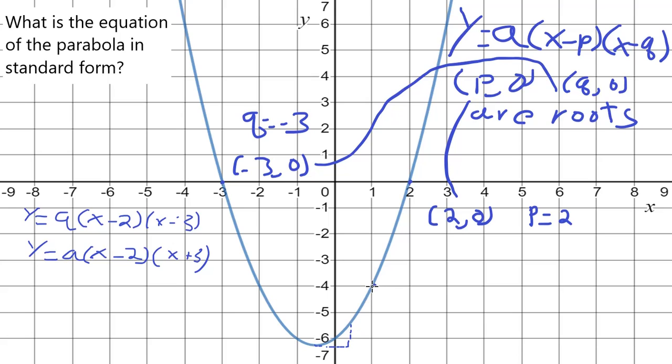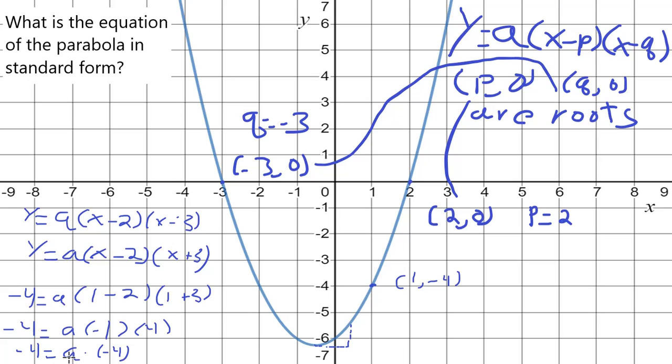So I'm going to pick this point here, which is (1, -4). So I'm going to say when y is negative 4, x is 1, so I plug in this for y and this for x. Negative 4 equals a times 1 minus 2 times 1 plus 3. Negative 4 equals a times negative 1 times 4. So negative 4 equals a times negative 4. I could take the reciprocal of negative 4 multiplied to both sides, or I could just think, well, if a times negative 4 is negative 4, then the only number that a could possibly be is 1, so a is just 1.